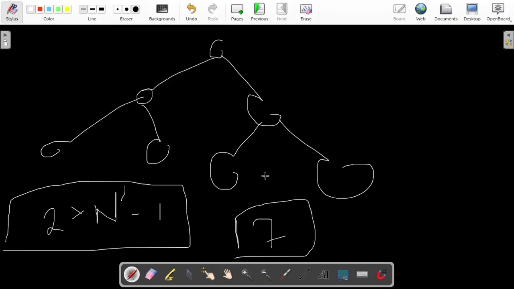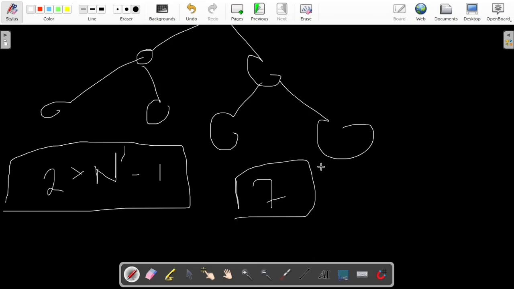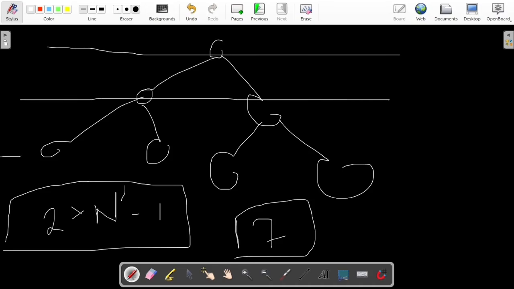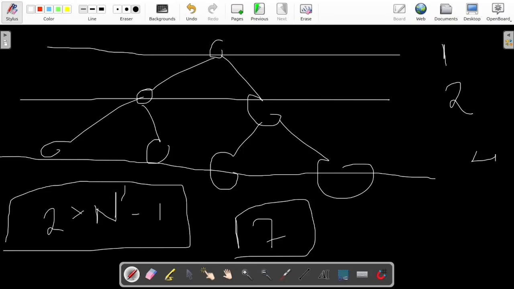There's a proof for that also. It's a very simple mathematical proof. Just observe one thing. In a binary tree, these are the levels. This is the zeroth level or first level, this is the second level, this is the third level. At each level, you have some nodes. At the first level, you have one node. At the second level, you have two nodes. At the third level, you have four nodes.